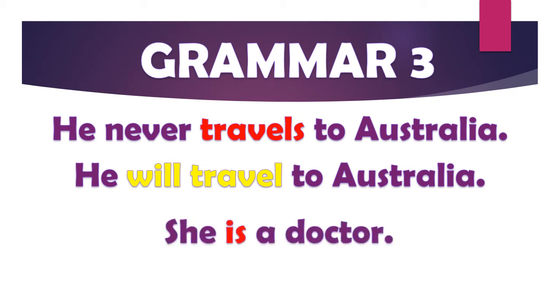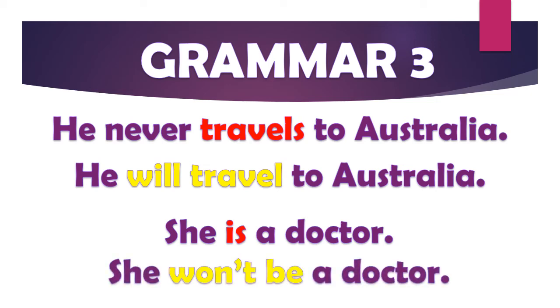Another example, she is a doctor, but she won't be a doctor, right? The verb to be, we have to transform it into is if the subject of the verb is she. But in the future tense, will or won't, we have to change it back to be. Okay? Will be, won't be. Okay.